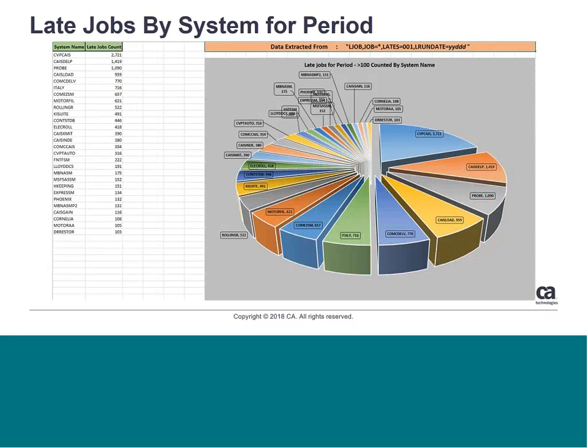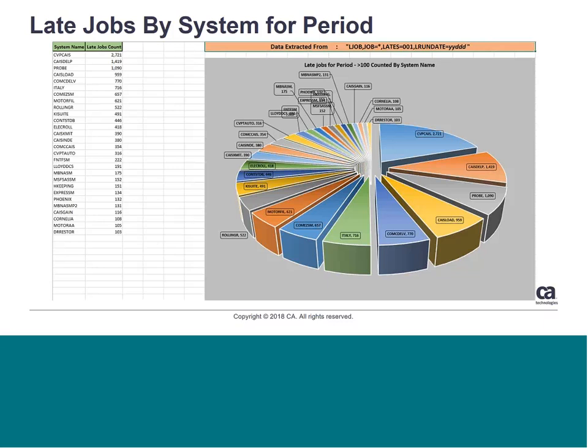You can also break it down using the LJOB command with the late equal value for particular days. Break it down by how many jobs were late by system name. In this case, I've sub-selected on late jobs where the number of jobs in a system name exceeds 100. So if you have more than 100 late jobs, they'll be included. You may want to increase that. If you have a lot of late jobs, set the minimum count to 500 or something.